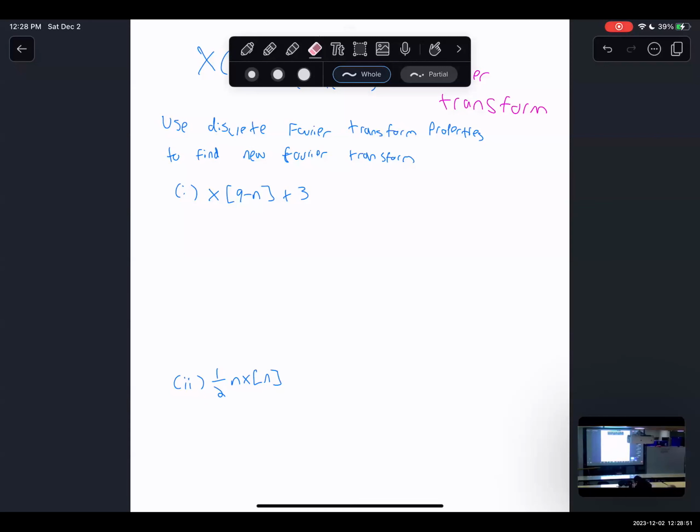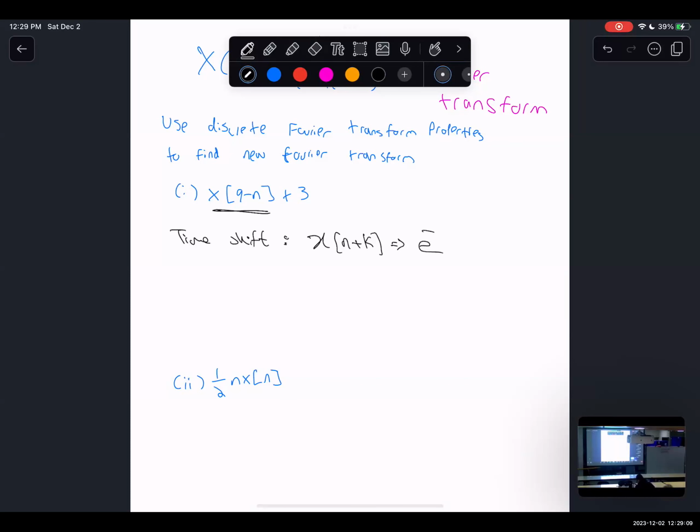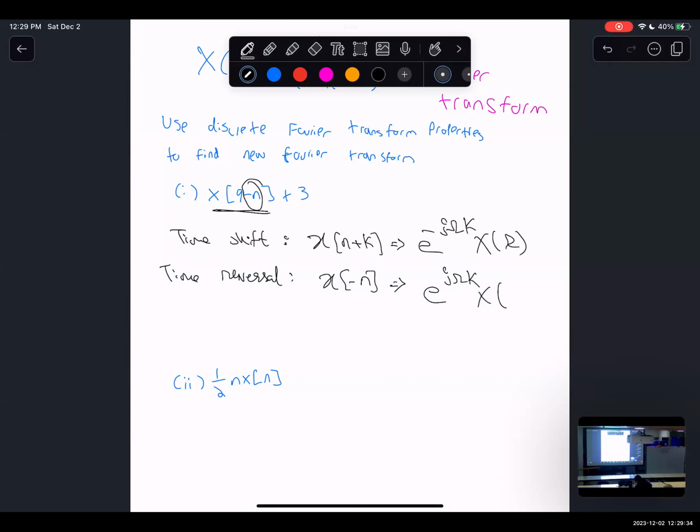Time's up, and let's solve it. So first, let's look at the time shifting that's happening here. So we have x of n plus k giving us e to the power minus j omega k x of omega. And next we have time reversal. That is x of minus n would give us e to the power j omega k x of minus omega. And then we have 3.